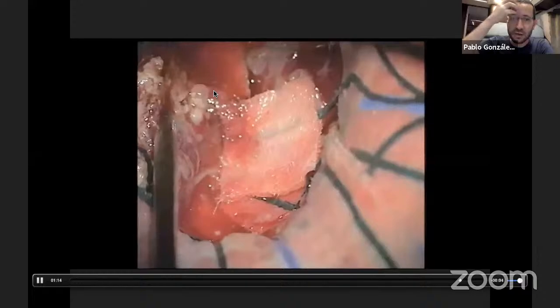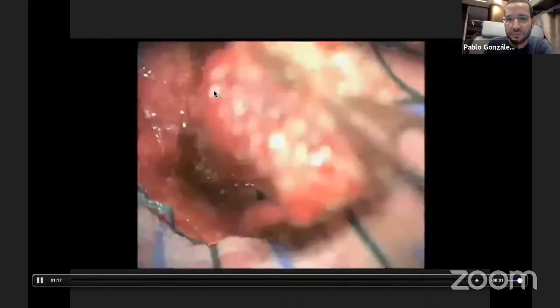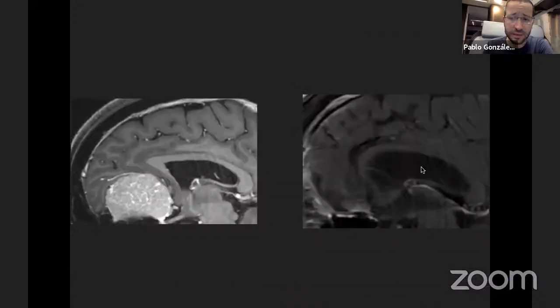So now this is the panoramic view we are getting. And in the last part of the tumor, we can deal with both A2s and both optic nerves. So that's good control, but we can only get this direct control in the last stage.